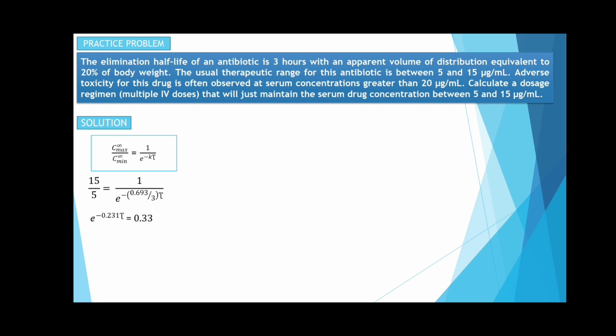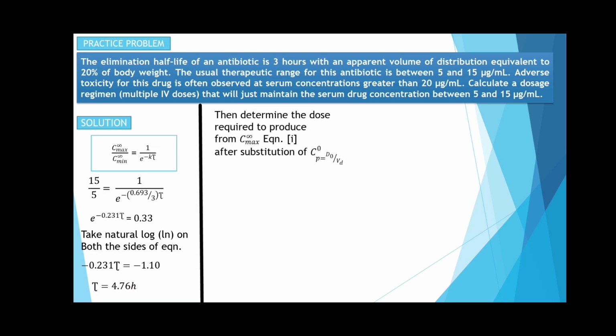So we'll rewrite this. Now take the natural log on both sides, and we'll have the value tau equal to 4.76 hours. So this is the dosage interval. Every 4.76 hours we need to give the dose. But what is the dose? We don't know the dose.